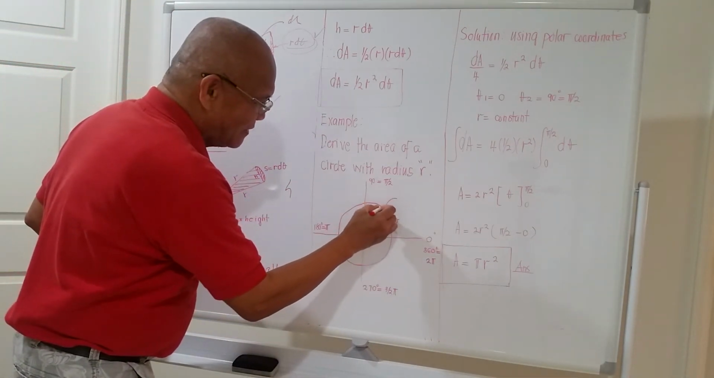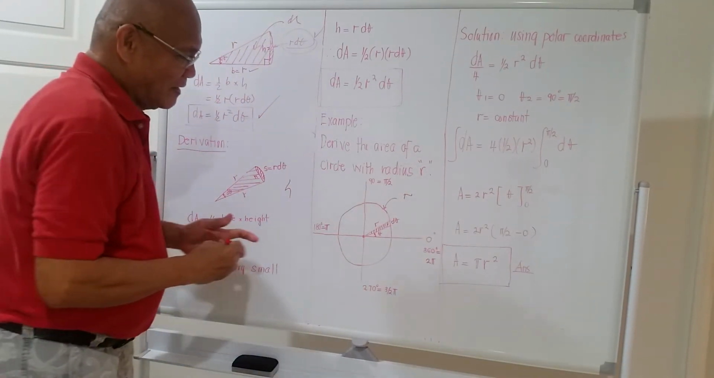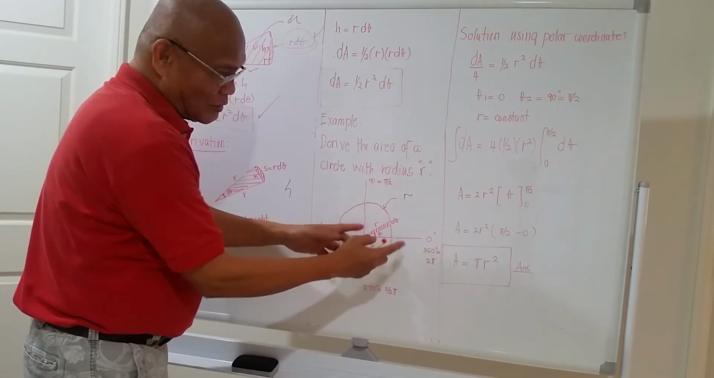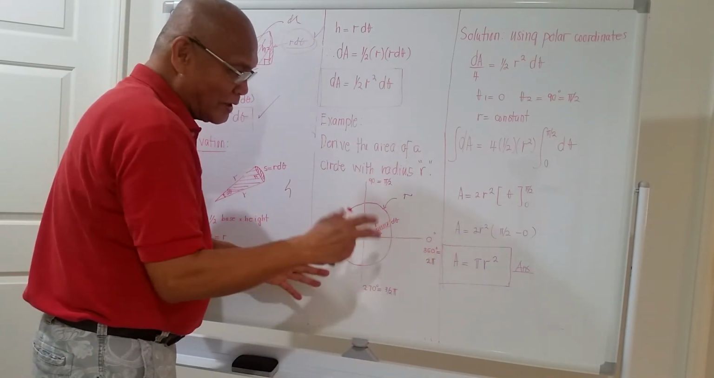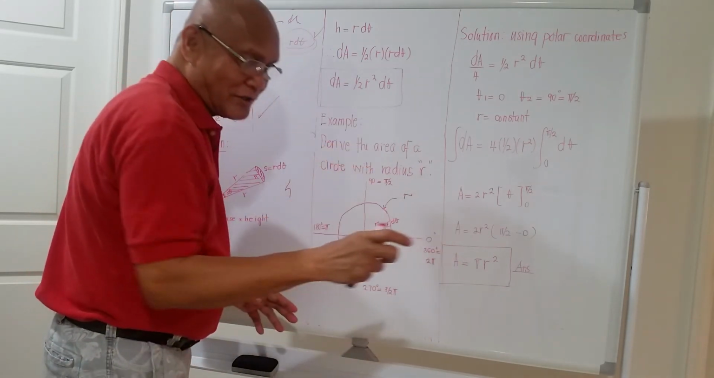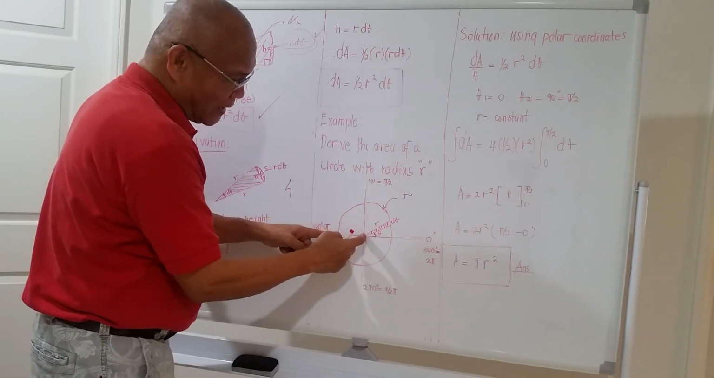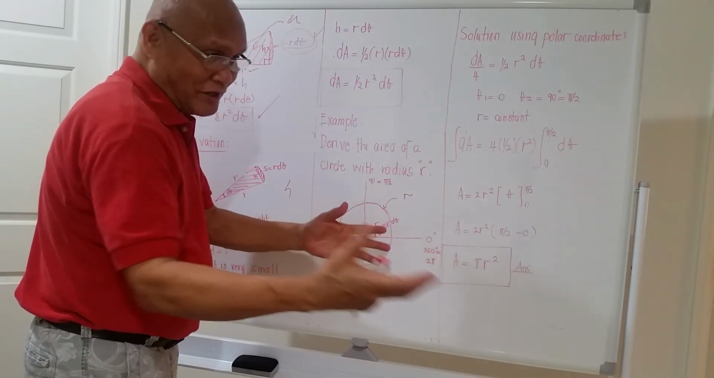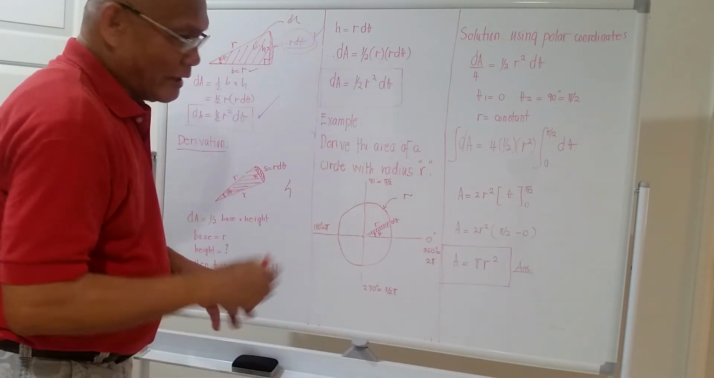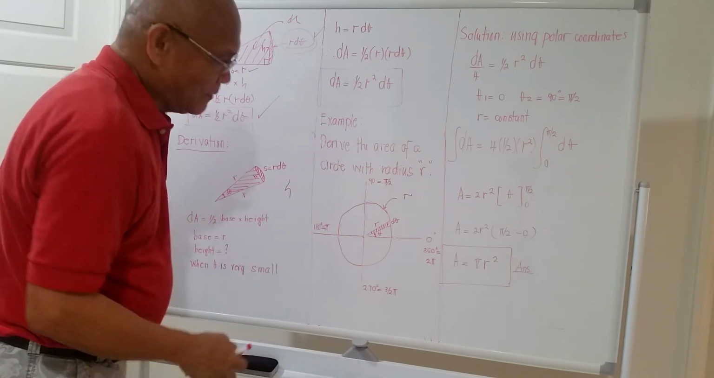The radius is r. This is r, this is r, this is r. So at any angle within the polar coordinate system, the radius is actually constant. It's an easy problem. The radius is constant. Okay, I will draw the slice on the polar coordinate area.